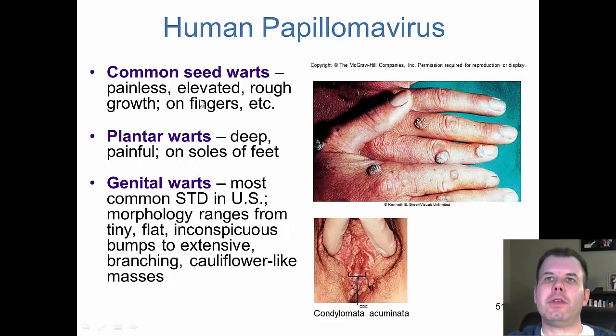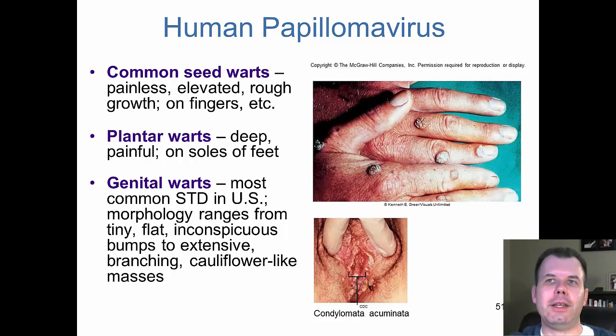Now, again, the common seed warts are the painless, elevated, rough growth that we find on our fingers and other parts. The plantar warts are the deeper warts that we find in the feet. They can be very painful because we put a lot of pressure down on our feet, and so that can be a source of a lot of pain. And again, they're not necessarily raised in this case, they're more underneath the skin. And so that's where you might see those.